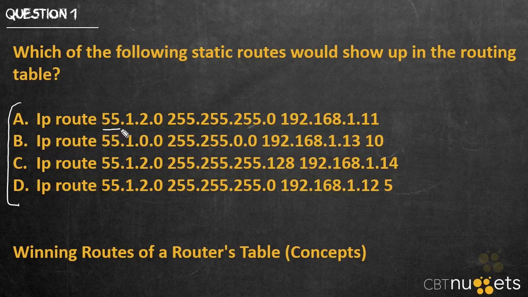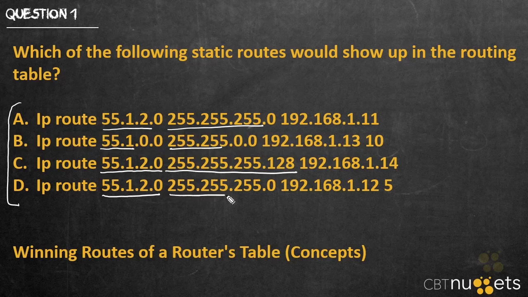So here we have the 55.1.2 network with a 24-bit mask. This is the 51.1.2.0 network with a 25-bit mask. And then we have this one, 55.1.2.0 with a 24-bit mask. So if we look at these, this route and this route are for the same network. They're both 24 bits. Each of them uses a different next hop. So this top one uses the next hop of .11. The bottom one here uses the next hop of .12.